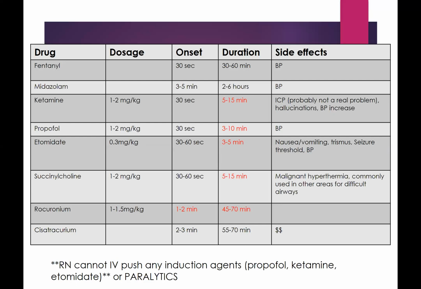And that is the only time that they can push these induction type agents usually. So we're going to talk about each of these in a little bit more detail. Now, the RSI drug cocktail that we tend to use in the area where I currently am is etomidate and rocuronium. So I'm going to go into a little bit more detail with that particular combination, but I want to talk about all of them because we do use almost all of these medicines.